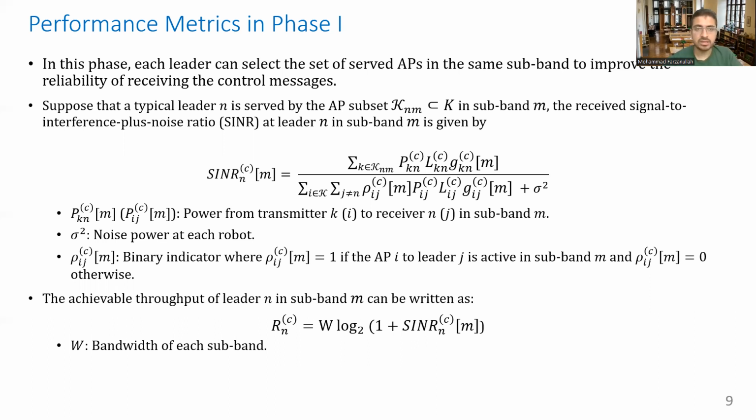And then using the Shannon capacity formula, we can use the SINR to calculate the rate, where over here W shows the bandwidth of each subband.